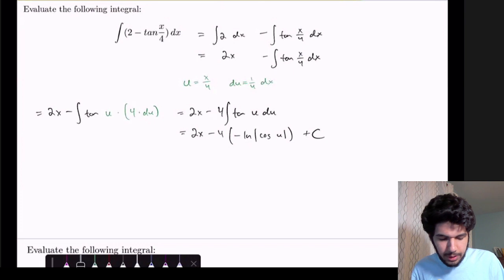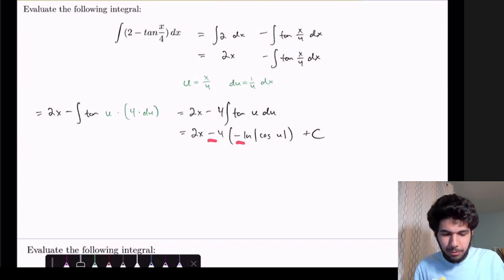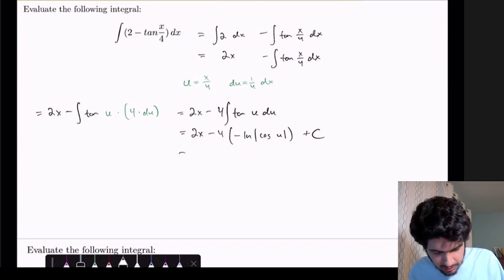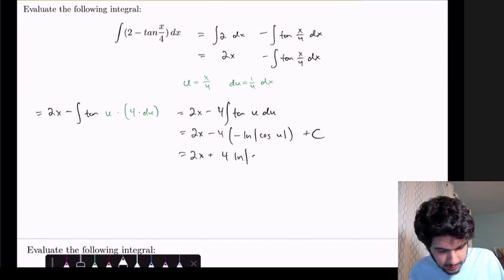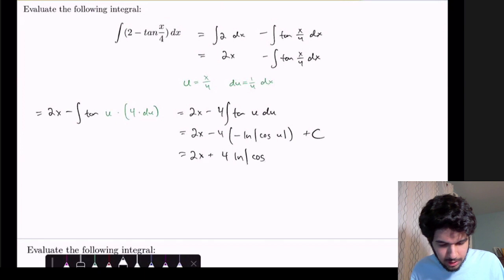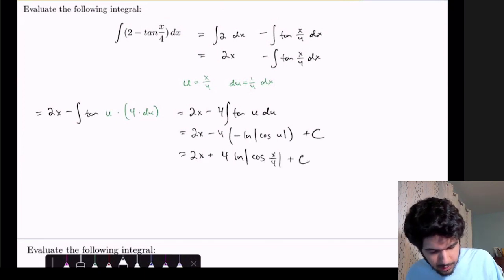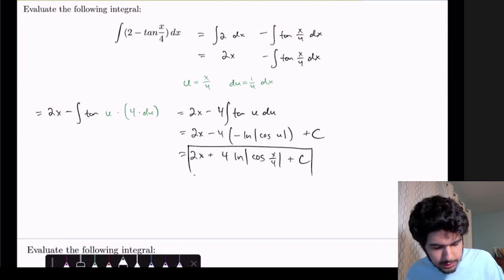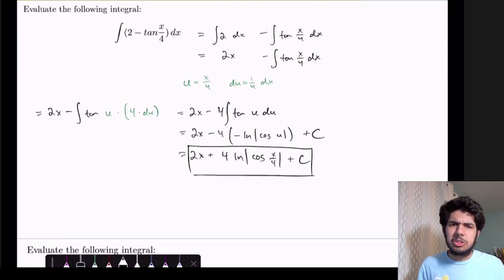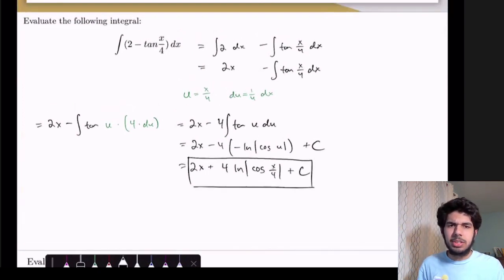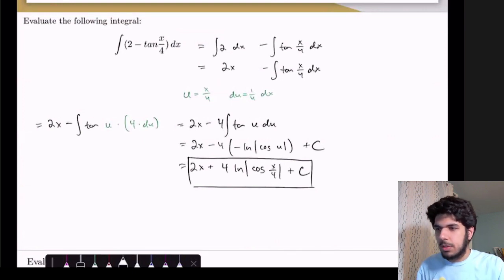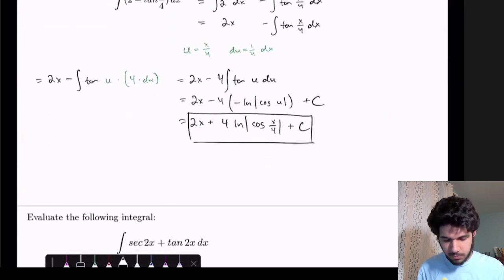We see that the minus signs will form a plus sign together. So this is 2x plus 4 ln cosine, and let's substitute u in. u was x over 4, plus c. And that would be this integral. So not too bad, just a little bit of u substitution there, and then using the integral of tangent. So yeah, that's just a typical integral that we may come across.